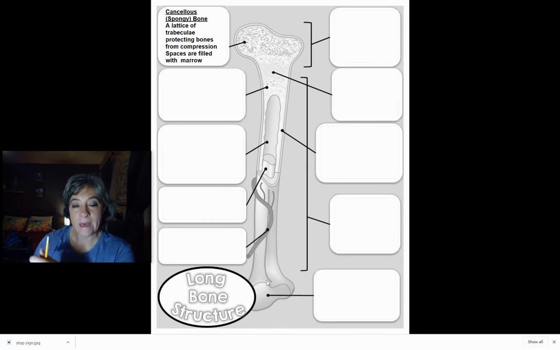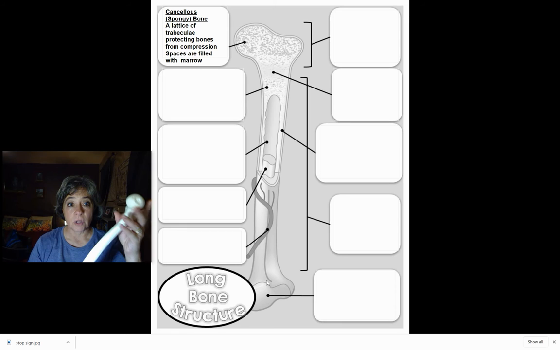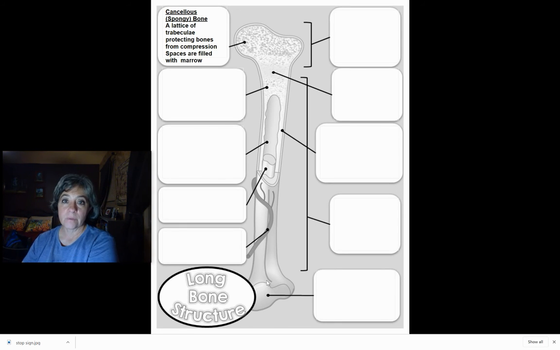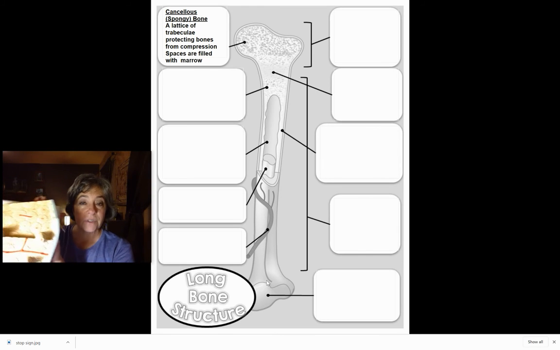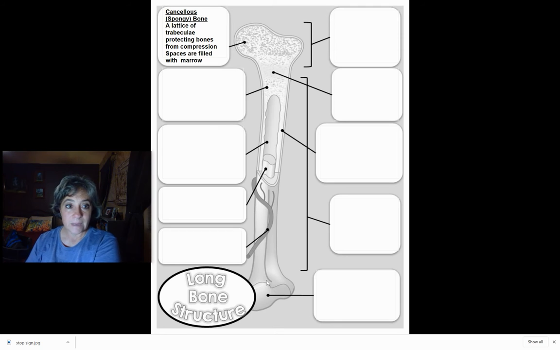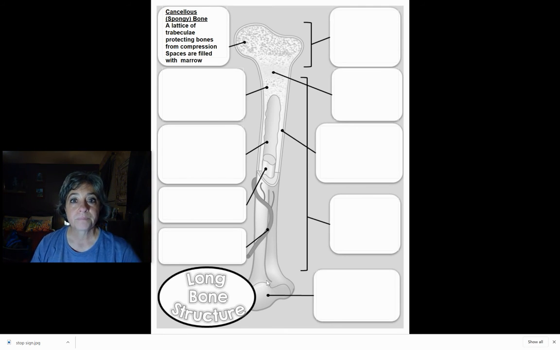The next picture you have is looking at the inside of a long bone like this. So this would be the gross anatomy. This right here that we just did is the microscopic anatomy, because it's the stuff you see in the microscope. Gross anatomy is the stuff you see with your eyes. You don't have to use a microscope for it. So we'll label these structures.